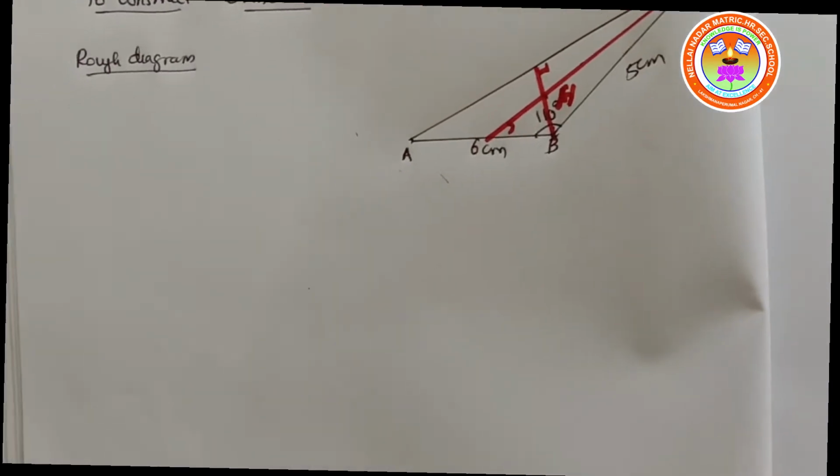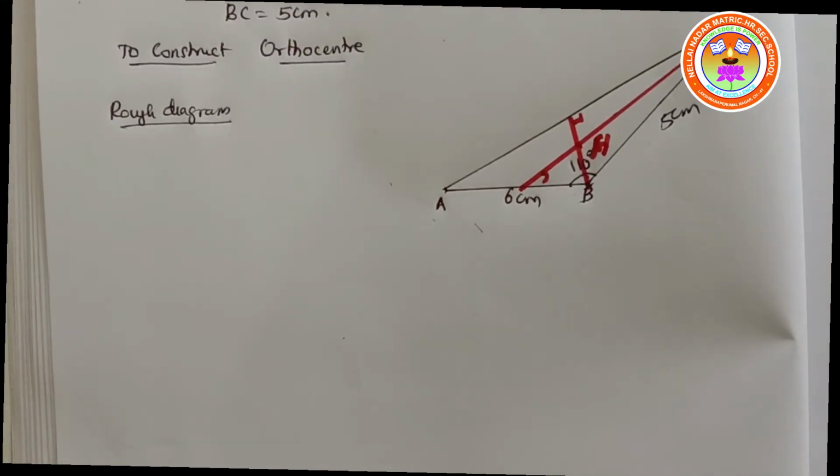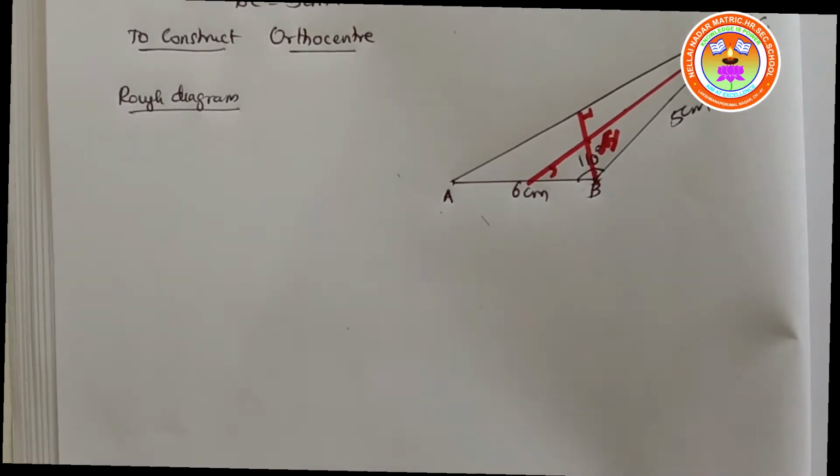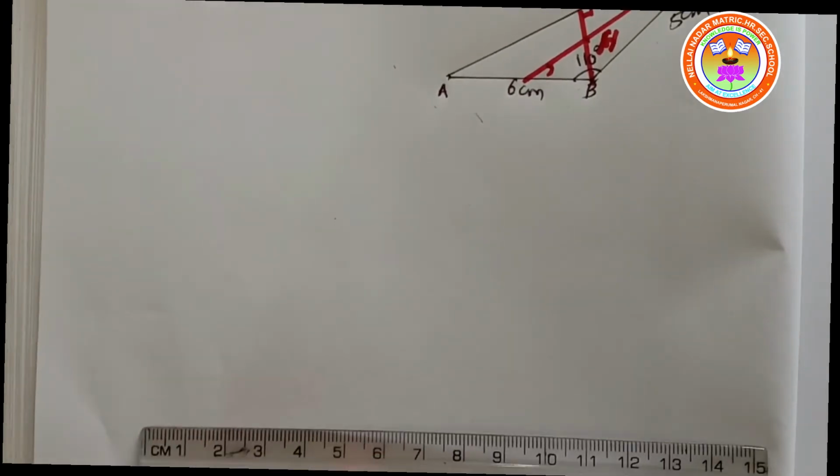Draw AB equal to how many centimeter? Draw AB equal to 6 centimeter. It's clear, children? See, draw AB equal to 6 centimeter.